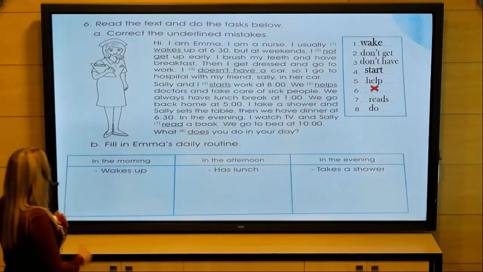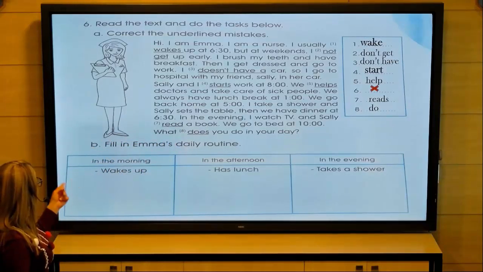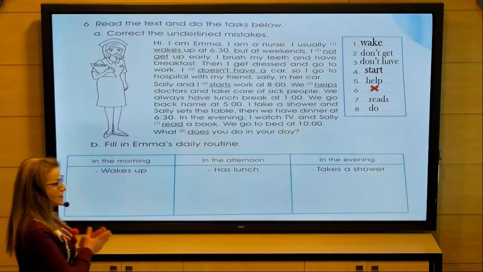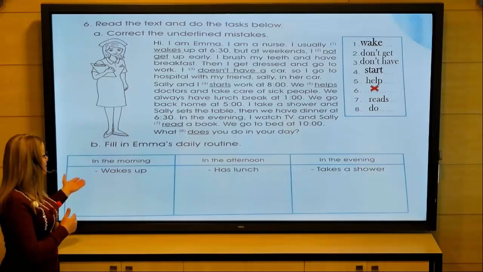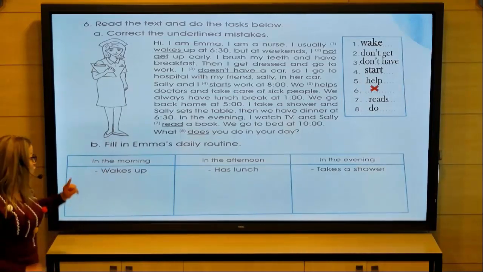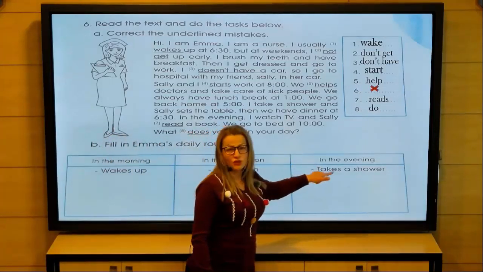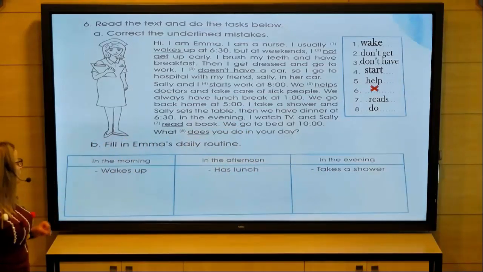Now, the second task in our question, fill in Emma's daily routine. After finishing reading the text, we are going to write about Emma's daily routine. What does she do in the morning? What does she do in the afternoon? And what does she do in the evening? Let's start. What does she do in the morning?